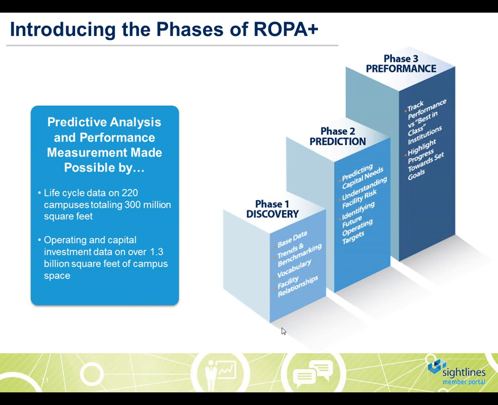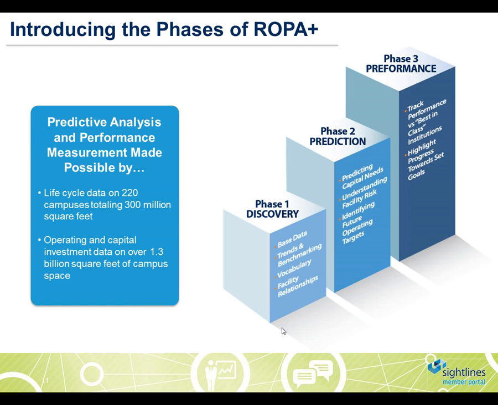So in addition to that, or above that, we have phase two, which is really looking at prediction. Prediction looks at predicting capital needs, understanding facilities risk, identifying future operating targets. That's phase two, prediction. Following phase two is performance, phase three. That's where we track performance for best-in-class institutions and highlight progress towards goals. This three-phased approach encompasses all of ROPA Plus, whereas everyone should be familiar with the discovery phase one.